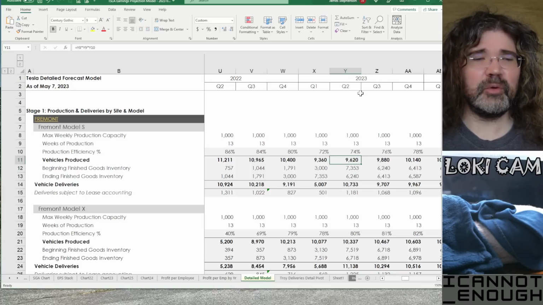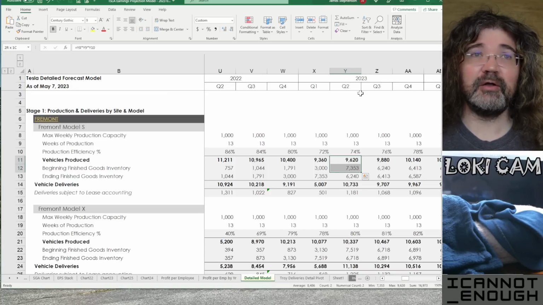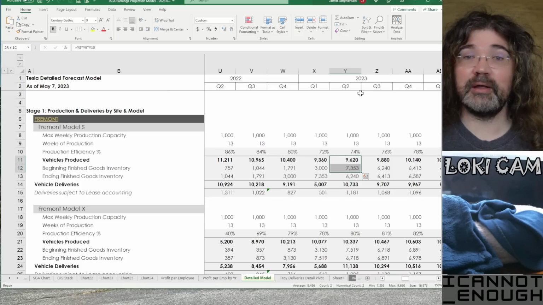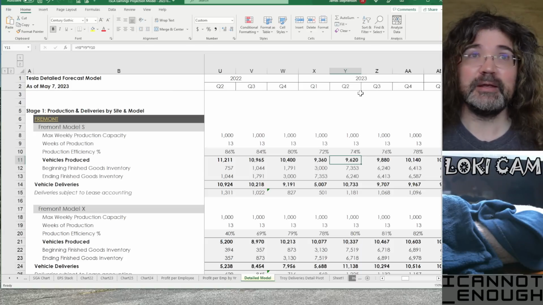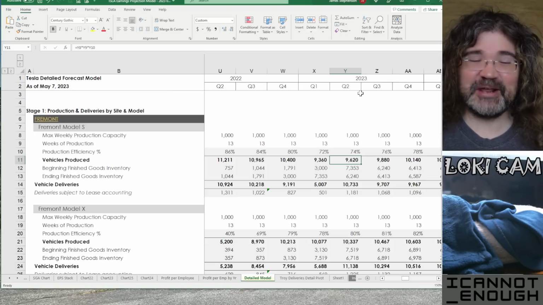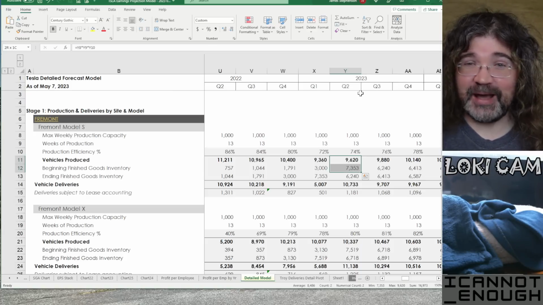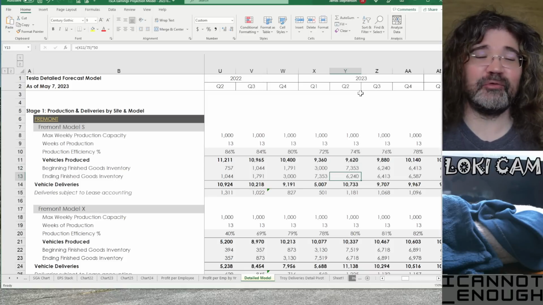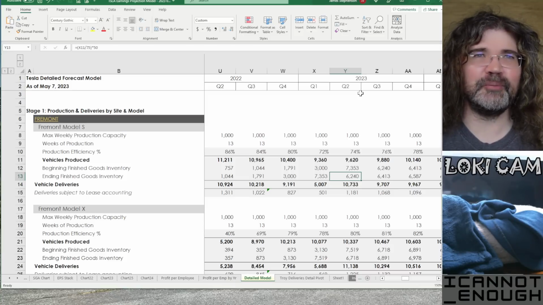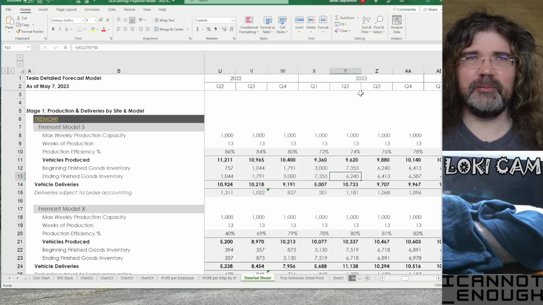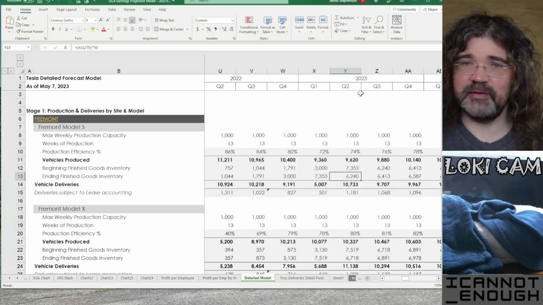So the two of these combined give you vehicles available for sale by the end of the quarter. How many vehicles could you sell? You could sell the ones that you had to start the quarter with, plus the ones you made. Now, that's only a theoretical number. There's no way you could possibly deliver every single one of those, and you shouldn't try. It would cost you a lot of money to try to. So there will be an ending inventory of vehicles.